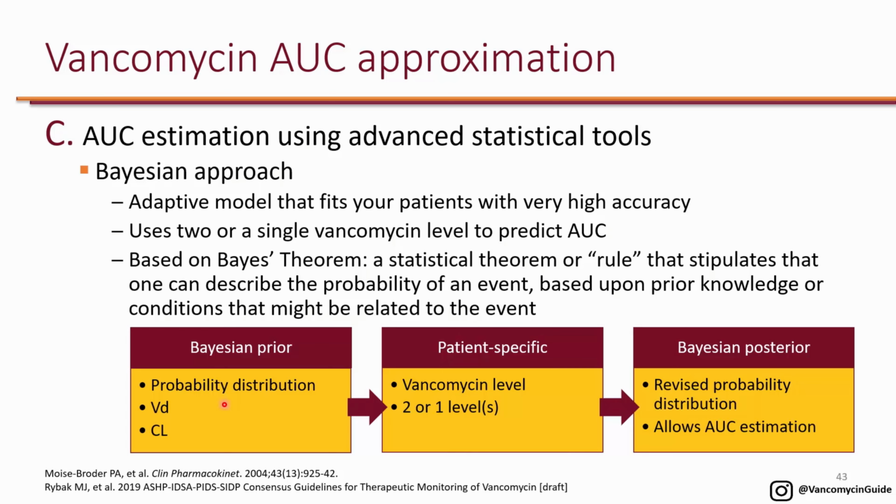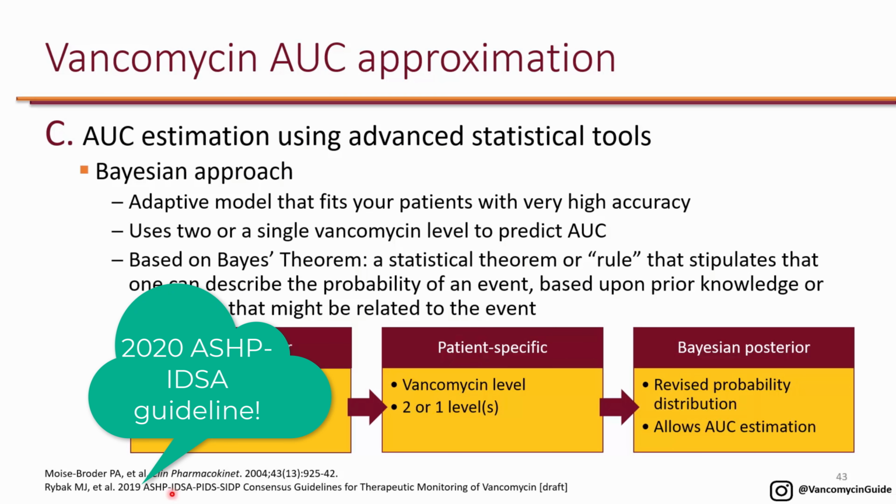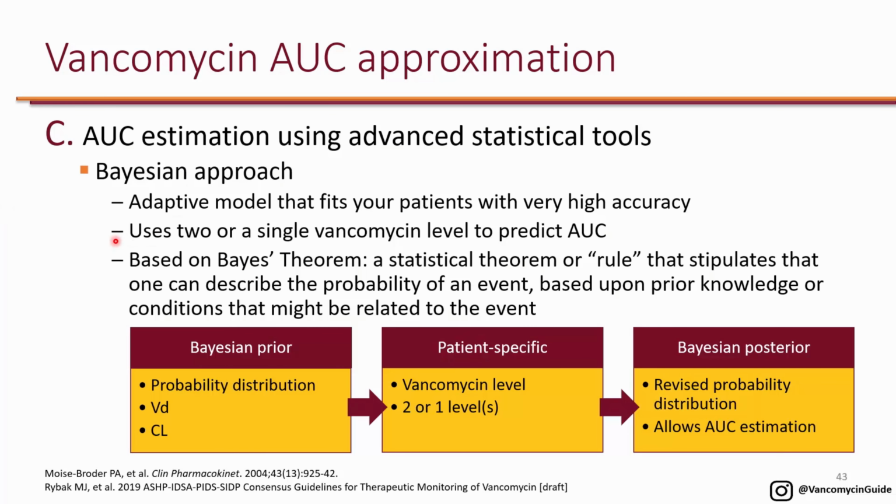Now, another thing that you can do, which is what the new 2019 IDSA guidelines are recommending, is to use the Bayesian approach. There are now Bayesian software programs becoming pretty readily available and affordable. Bayesian software uses an adaptive model that fits your patient with very high accuracy. These models can use either a single level or 2 levels. Using 2 levels is more accurate, but nevertheless, even a single vancomycin level is very accurate in predicting AUC.